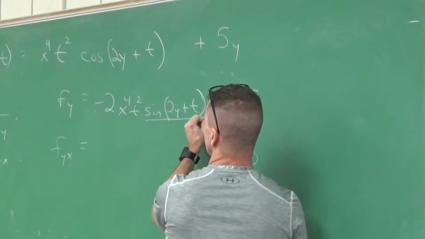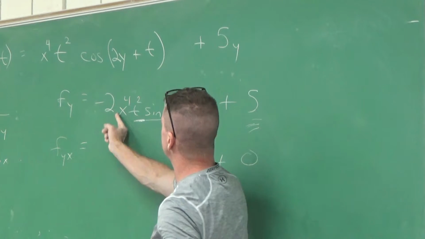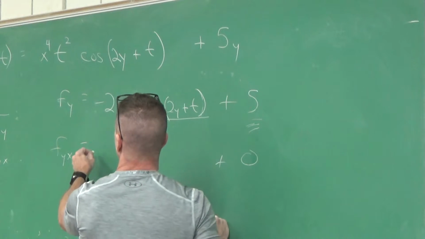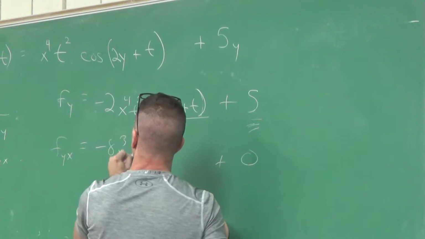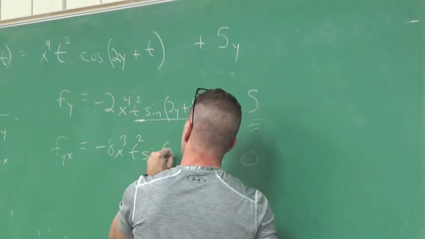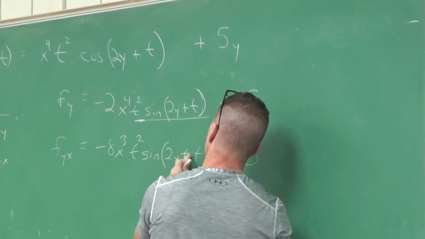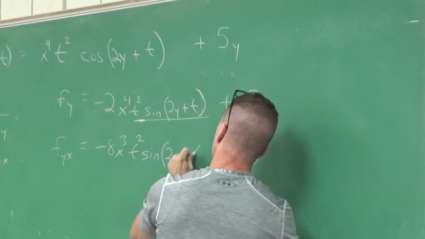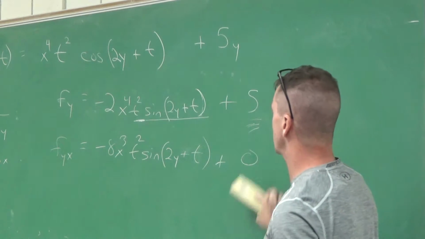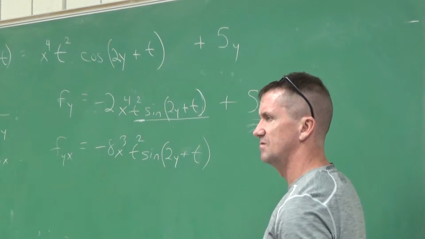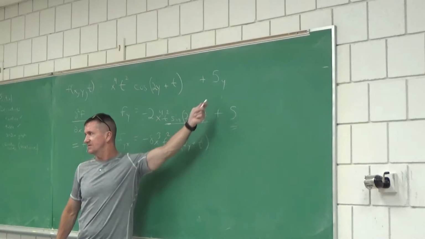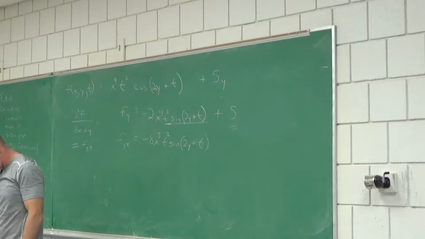Hey, so what happens here? This stays constant. That stays constant. But what happens to this x to the fourth? Because you do have to differentiate that, right? You get negative 8x cubed. And look, just don't change this to cosine. It stays sine of the 2y plus the t, plus 0. And you do not have to put the plus 0. Is that okay with that? Right. That's the only thing, be careful of that stuff. Be careful of those little things.